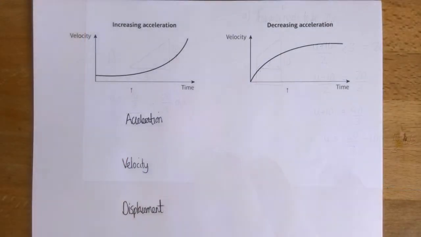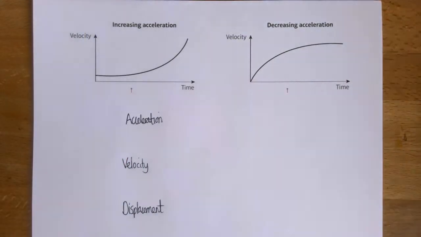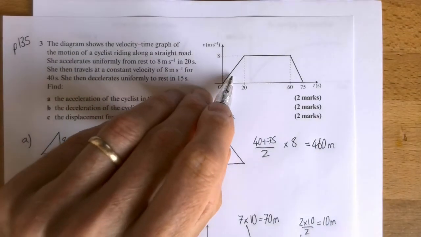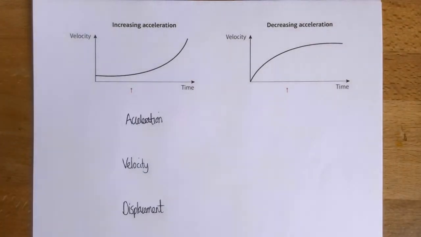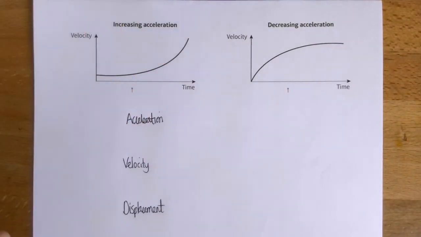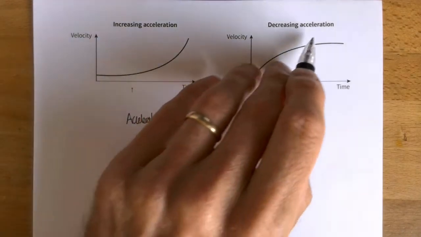Now that's all a little bit too convenient, because in the real world things don't accelerate constantly and then hold their speed exactly and then decelerate constantly. In the real world things change, don't they? So more often than not, when you're looking at the velocity of something, it's probably going to look more like this or more like this.